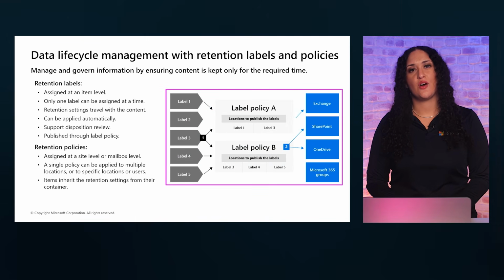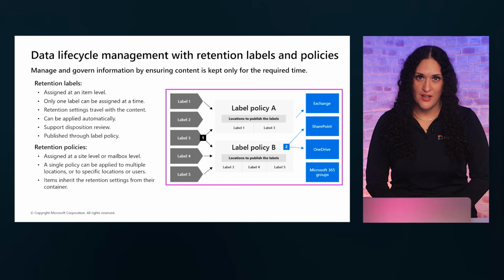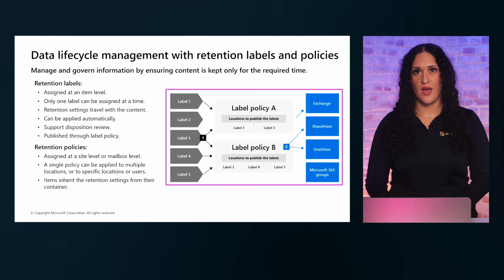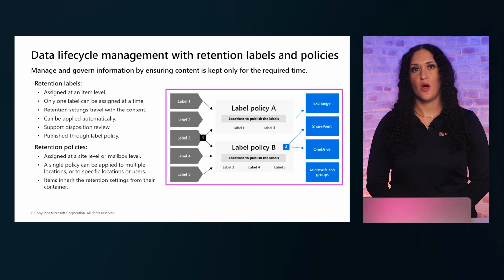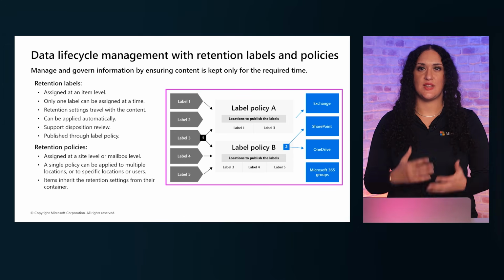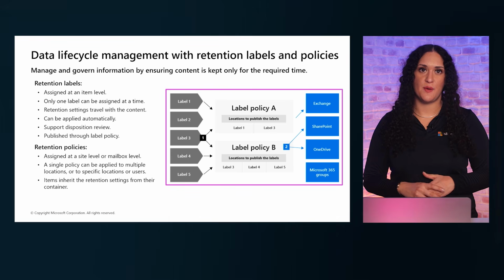And while some data are critical and always needed, others should not be saved beyond a certain point. Data lifecycle management in Microsoft Purview helps us control information from creation to deletion, so data is available when needed and removed when it's no longer required. This is done using what we call retention labels and retention policies. Retention labels work at the individual item level, such as an email or a document, and only one label can be applied at a time.